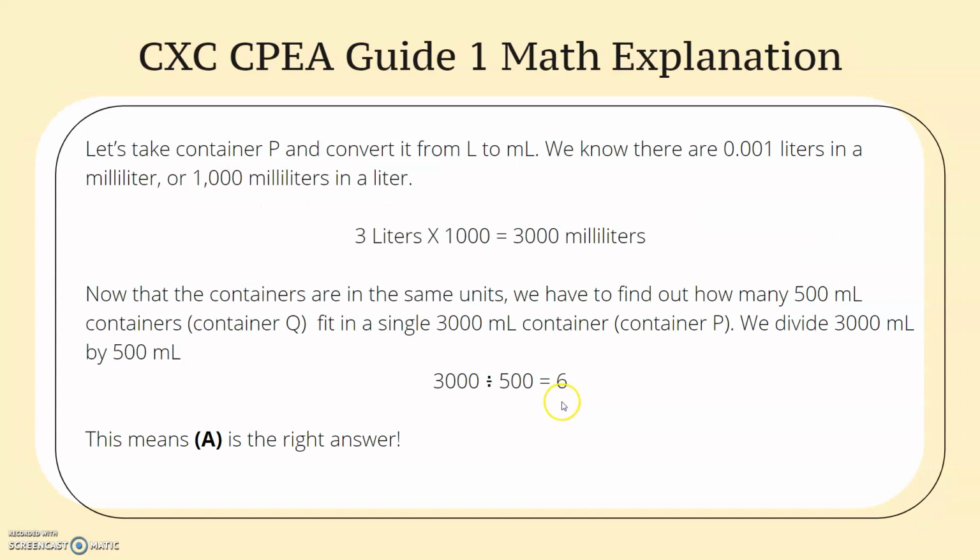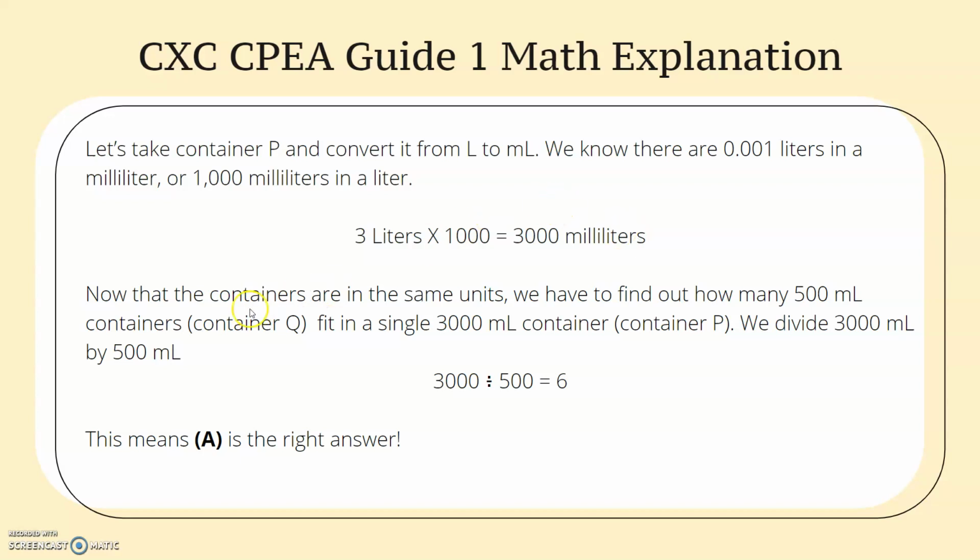Here's the quick explanation. Container P is 3 liters, and we want it to be in the same units. So we convert container P from liters to milliliters. There are 1,000 milliliters in a liter. We take container P, which is 3 liters, multiply by 1,000 to get 3,000 milliliters. So container P is 3,000 milliliters.